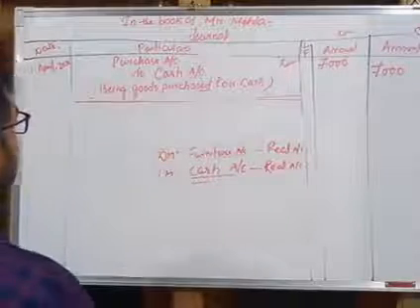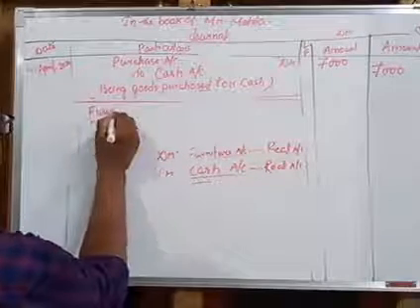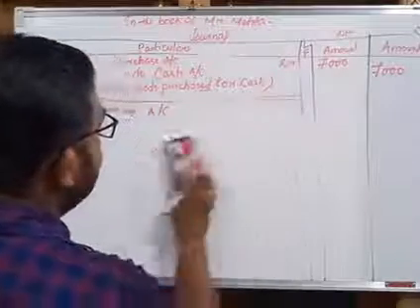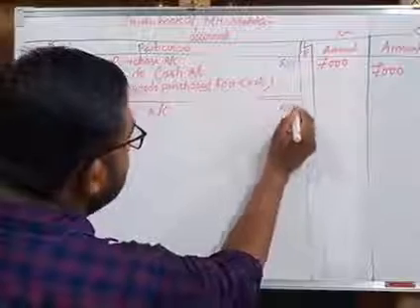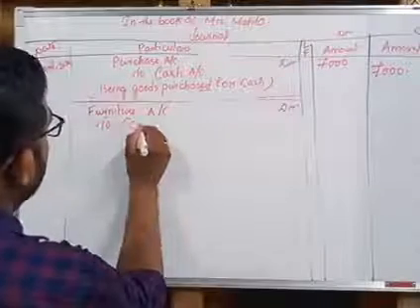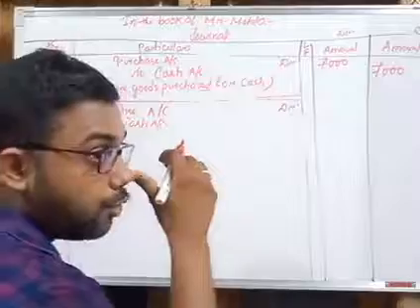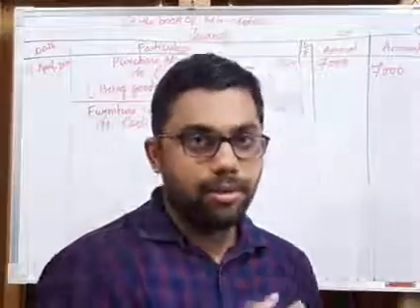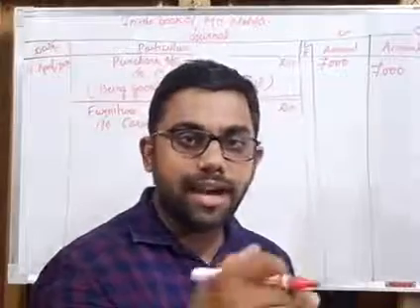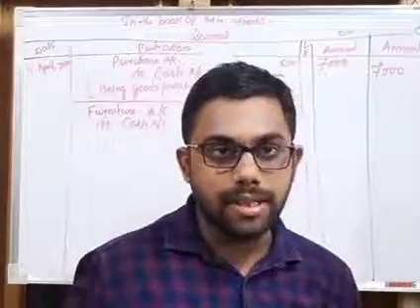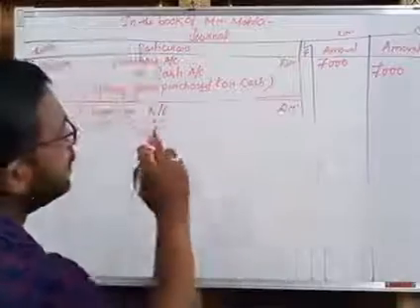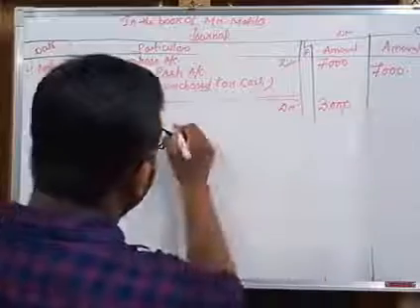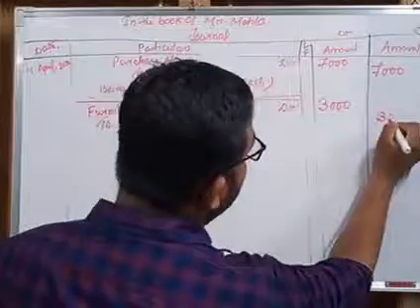So how can we write it? Furniture account is debit to cash account. Okay, why is furniture debited? Because for real account, what comes in is debit and what goes out is credit. So when the business purchased furniture, furniture comes in to the business and cash goes out of the business. So furniture is debit and cash is credit. And what is the value of the transaction? 3000. In debit we write 3000, and in credit parallel to this we write again 3000.